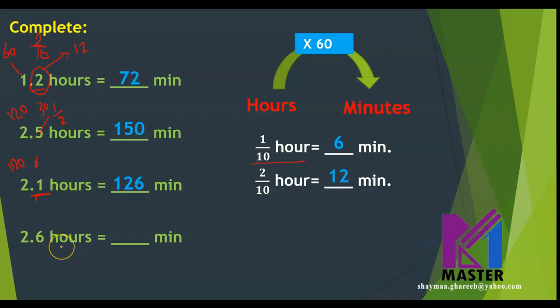2.6 hours. So 0.6 of the hour means 6 tenths of the hour. 6 tenths of the hour means 6 tenths of 60. So 6 tenths equals 6 times 6, which is 36. So here I have 120 minutes in the 2 hours, and in the 0.6 or the 6 tenths, we have 36 minutes. Then in total, we have 156 minutes in the 2.6 hours.